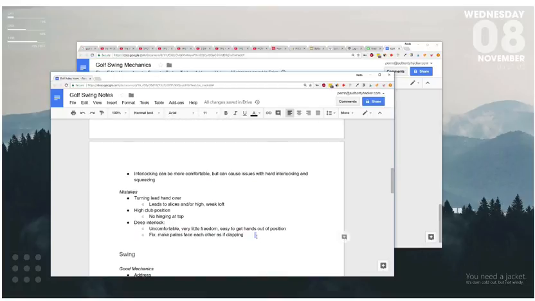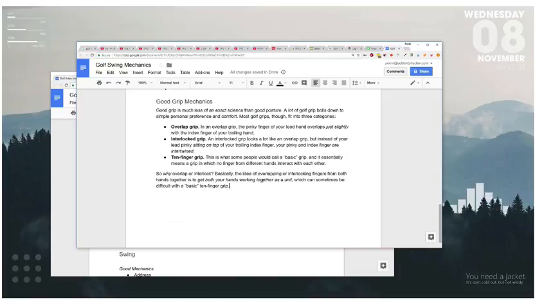Okay. Really though, whatever grip is most comfortable to you, italics for emphasis, is probably the one you should use. That said, there are definitely a few errors you could avoid.